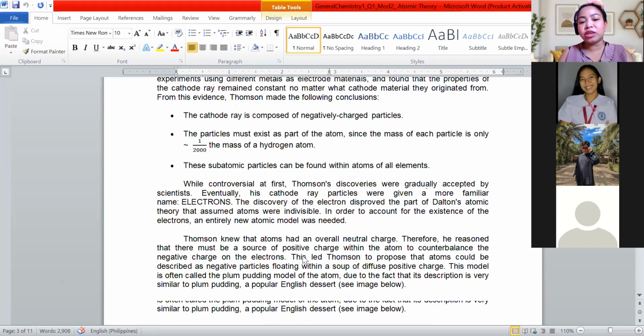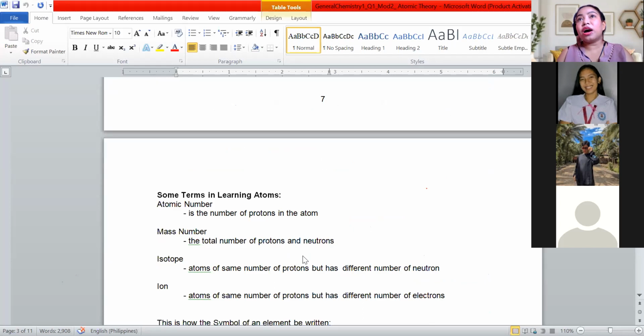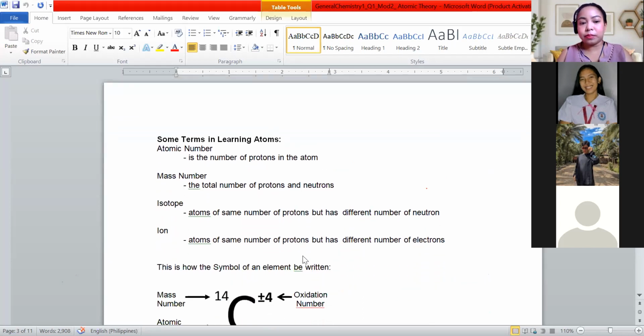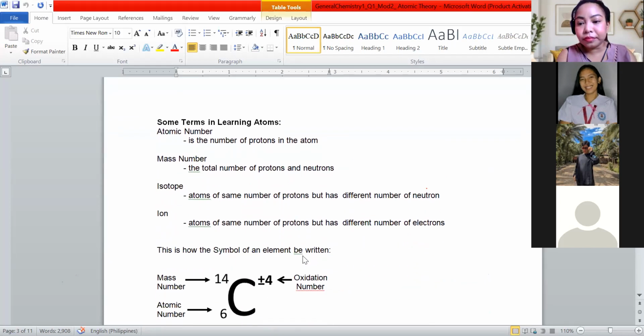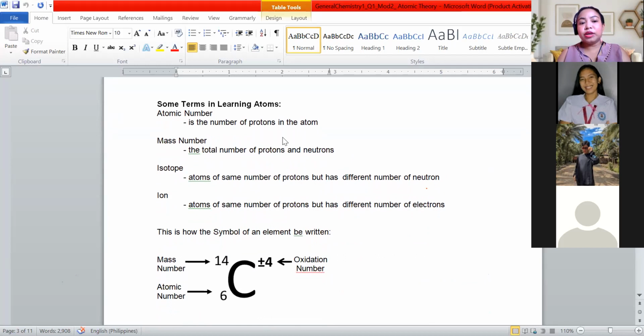Any question with the discovery of the 3 subatomic particles? Question? None? So let's continue. In writing an element, we don't write its whole name, we just write its symbol. So I hope by this time you already have your periodic table.